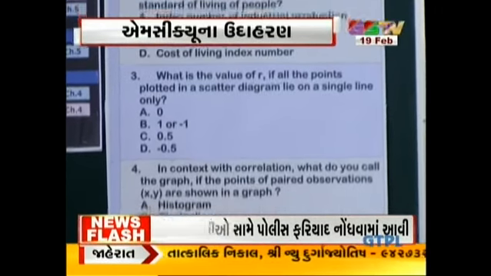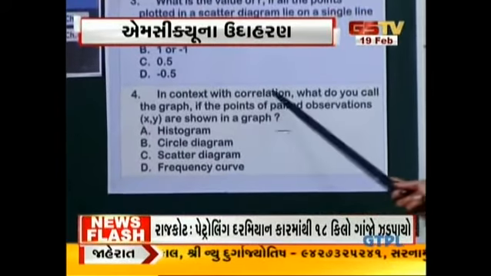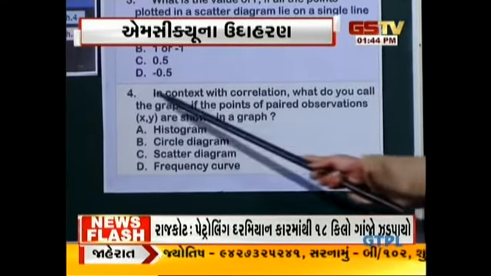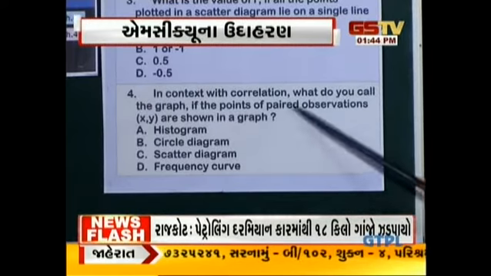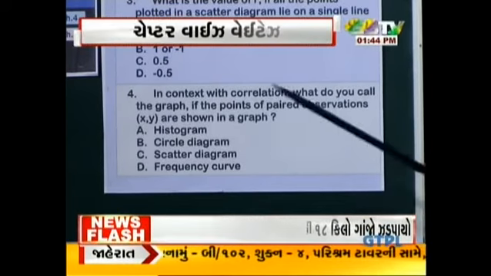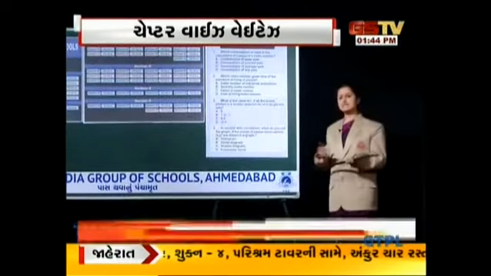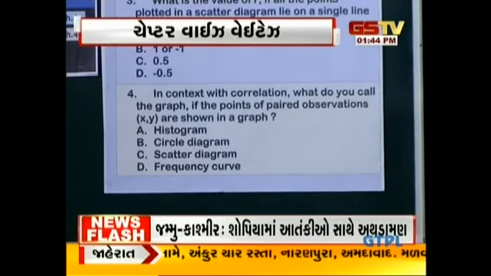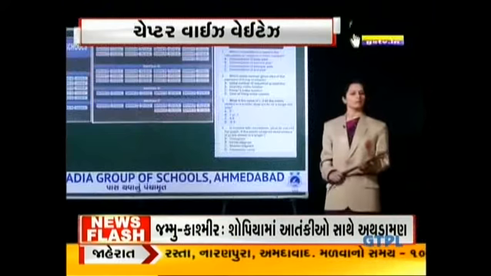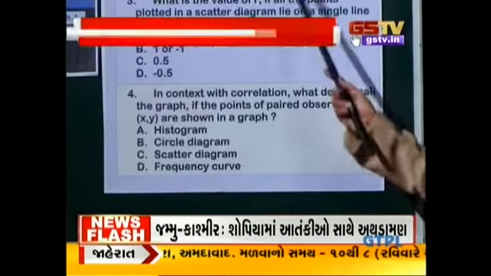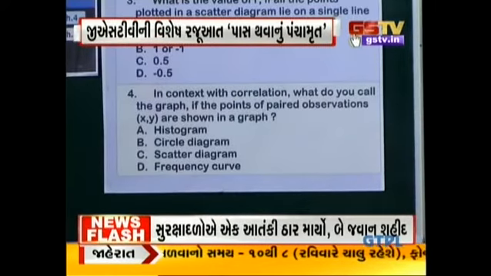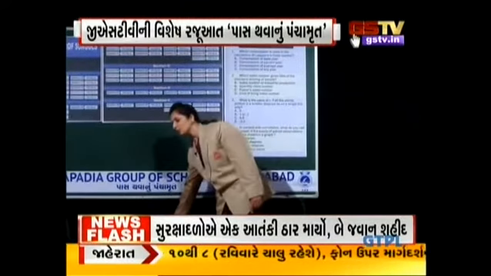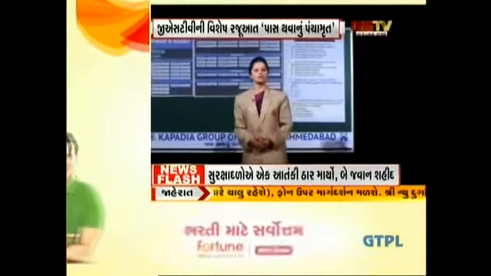Similarly, a simple question can be asked like, in context with correlation, what do you call the graph if the points of the paired observation are shown in a graph? If all the points are shown on the graph, then in context of correlation it is known as a scatter diagram. So you will mark option C. These are a few examples of multiple choice questions. We shall continue the examples after a short break.